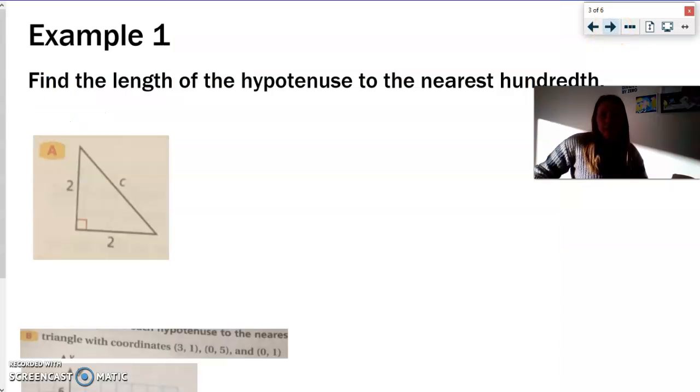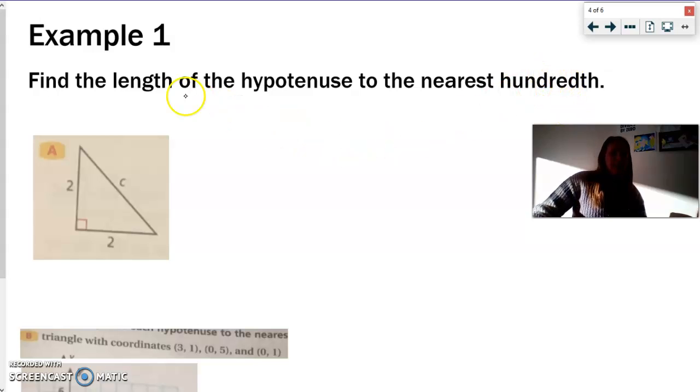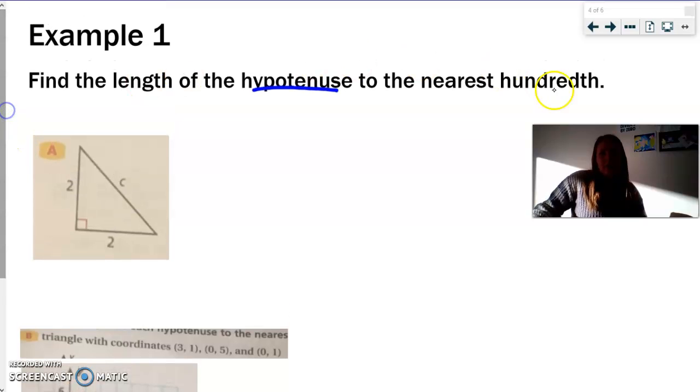So we're going to take a look at a couple examples of this. Let's take a look at example 1 here, which says find the length of the hypotenuse. Oh, that's the longest side. Okay, so the longest side to the nearest hundredth. It means 2 decimal places.